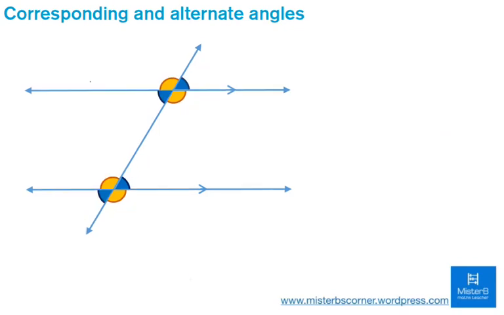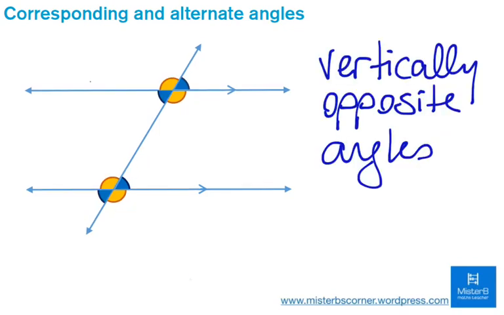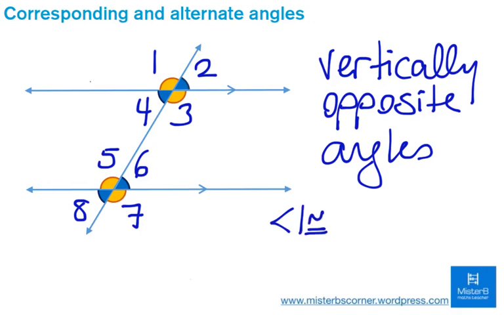Well, these angles are called vertically opposite angles, and the color-coded angles have the same measure. For example, angle 1 is the same as angle 3 and so on.